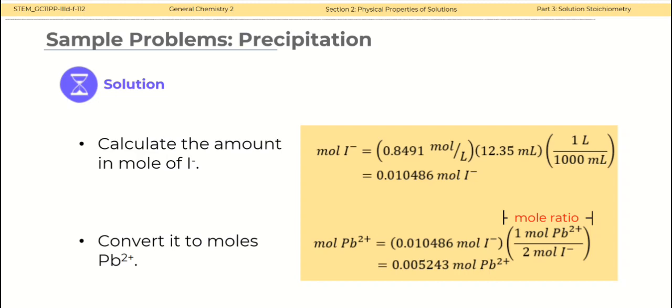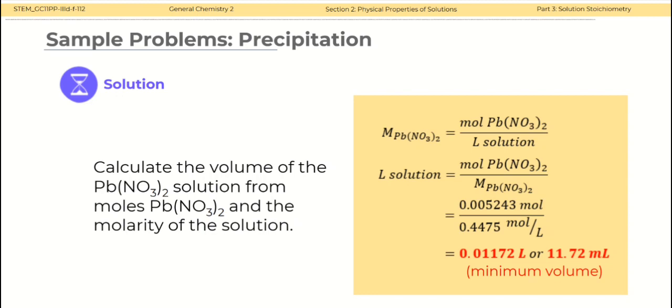Multiply moles iodide by the mole ratio, 1 mole lead 2 plus ion per 2 moles iodide ion. The answer obtained is 0.005243 moles lead 2 plus ion.